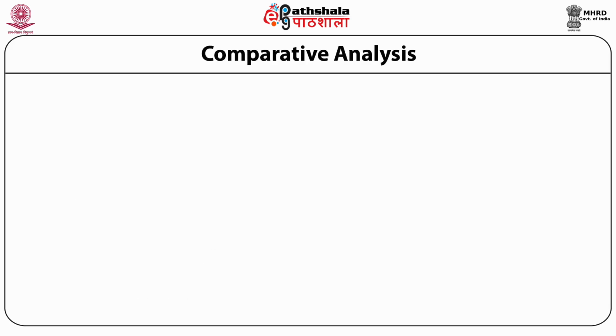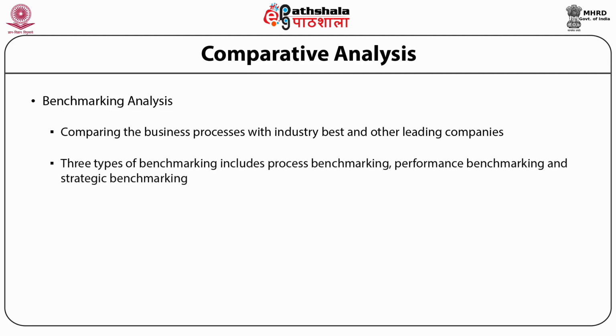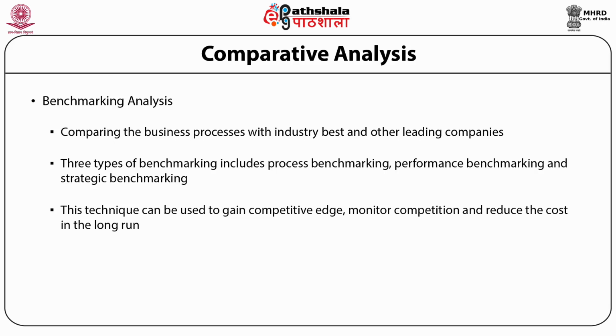The next method of internal analysis includes the comparative analysis. And in this, the benchmarking analysis plays a very important role. When we talk of benchmarking analysis, we basically say that the business process of the company should be compared with the best in the industry. Three types of benchmarking can be done, which include process benchmarking, performance benchmarking, and strategic benchmarking. This technique can really help companies to gain competitive advantage. It can help to understand what the competitors are doing and in the long run try to reduce the cost.